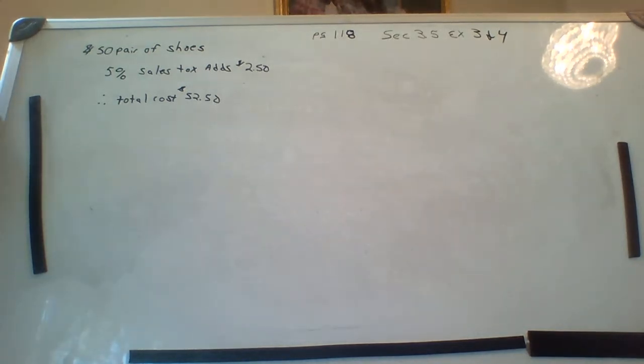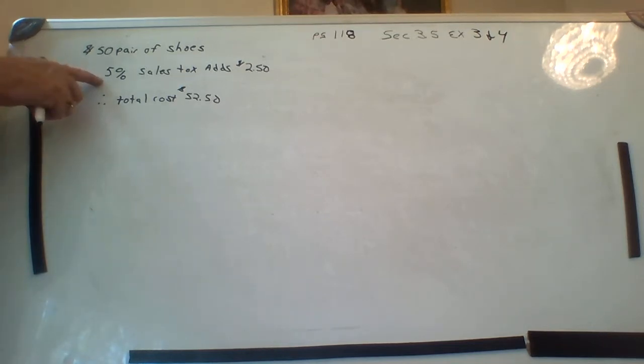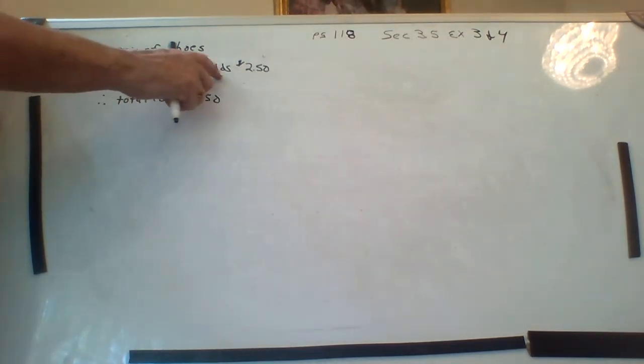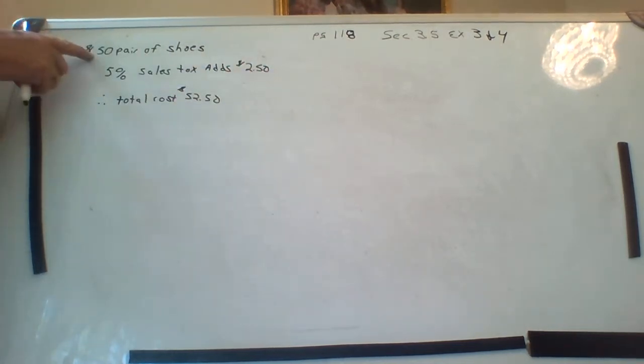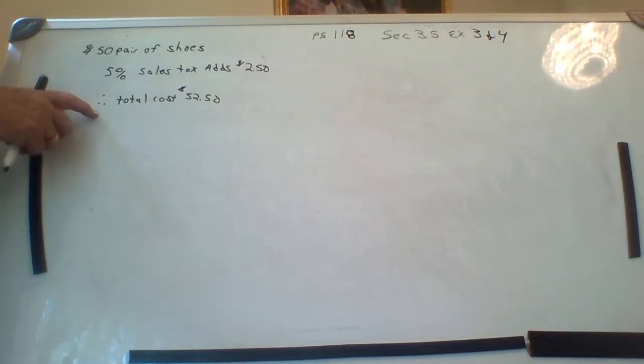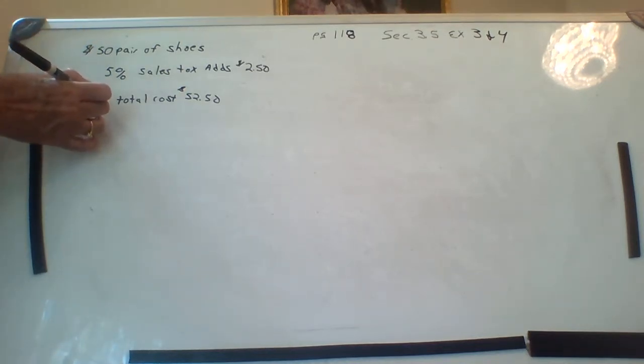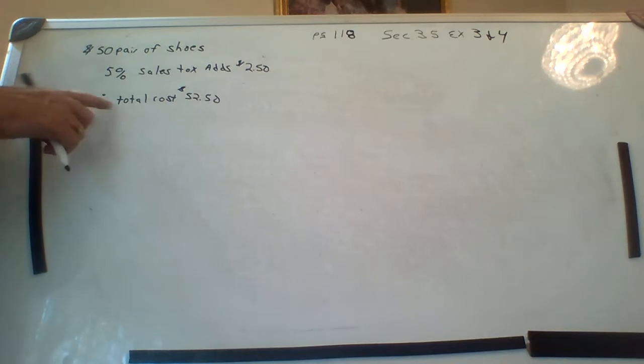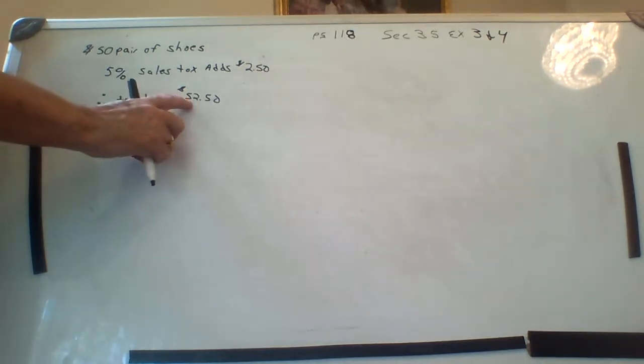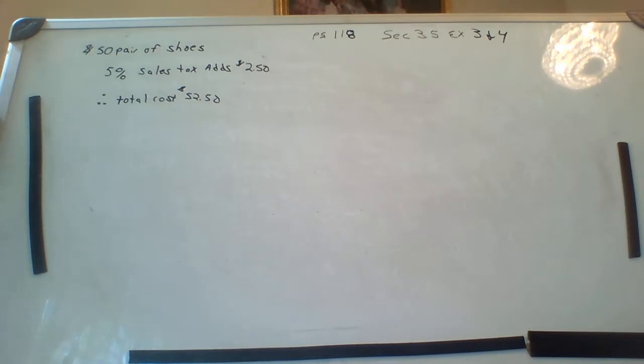But we are now going to talk about, well, what if the increase or decrease has to do with a percent, not a dollar amount or a number of votes or a number of items, but a percent. So let's look at this scenario. If we have a $50 pair of shoes and they're going to charge us 5% sales tax, well, that adds $2.50 to the original 50. So the total amount, by the way, if you ever see these three little dots, that means therefore. So therefore, the total cost is $52.50. That's what you have to pay for the shoes.